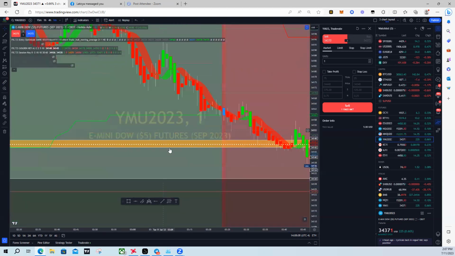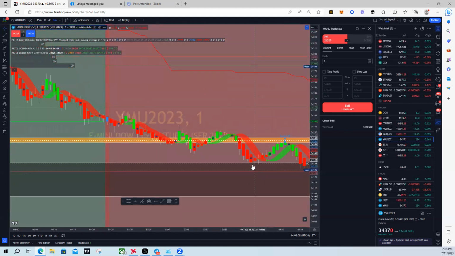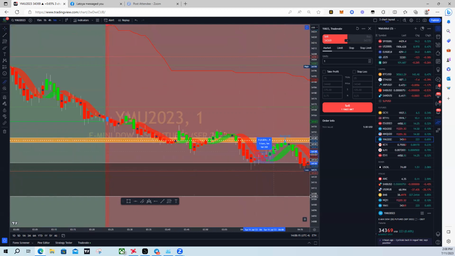Then it came back down. Look where it came down to. Came down to the session key. Now you're buying from the session key to the golden key. You catch a bounce from the session key. It bounced to the golden key, came back to the session key. You could have caught this bounce.